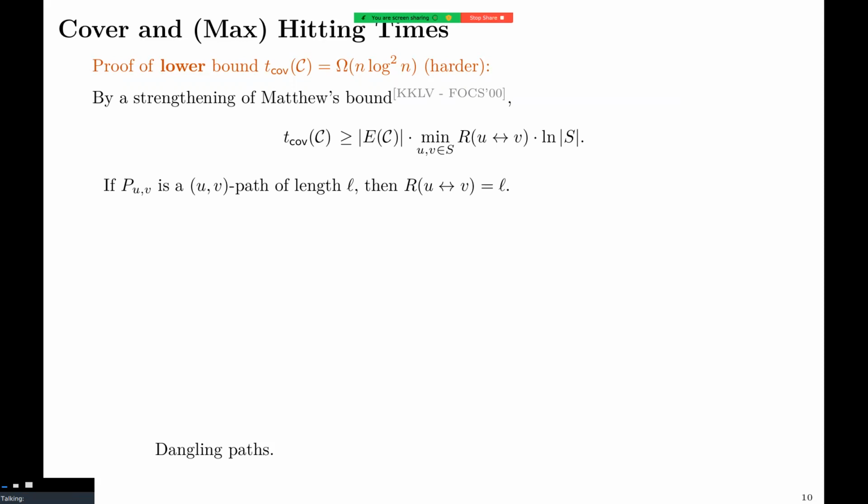Okay, so why is this useful? If you have just an isolated path of length L, then the resistance between the endpoints is exactly equal to L. There's only one unit flow down the path.